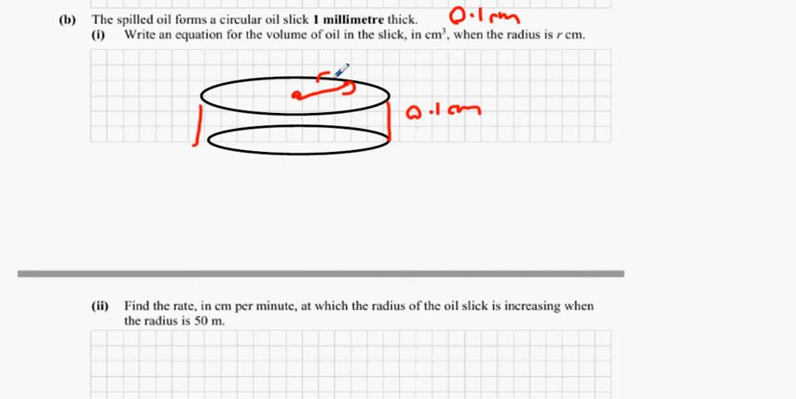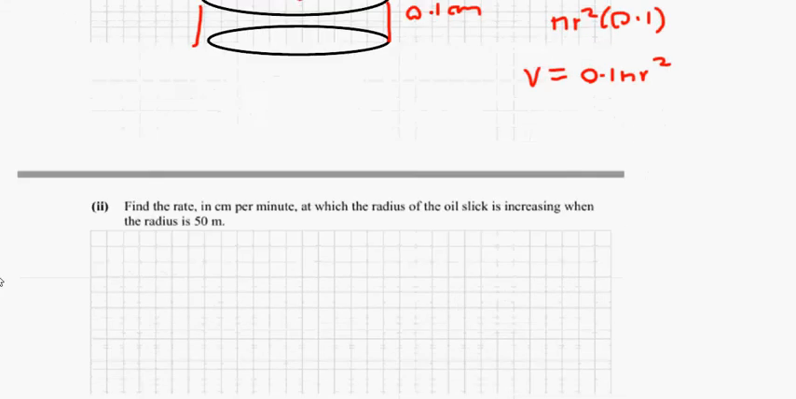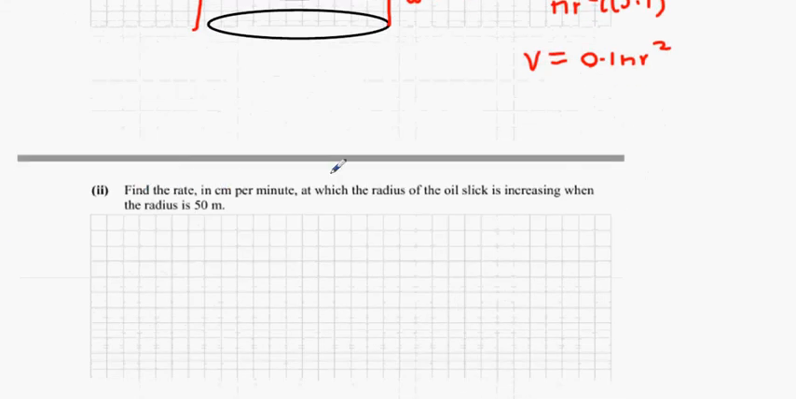It's essentially making a cylinder, so the volume is pi r squared h. So pi times r squared times 0.1. The volume of this slick is 0.1 pi r squared. Now find the rate in centimeters per minute at which the radius of the oil slick is increasing when the radius is 50 meters. Once again, 50 meters isn't compatible with what we've been doing, so we want 50 meters to be 5,000 centimeters.